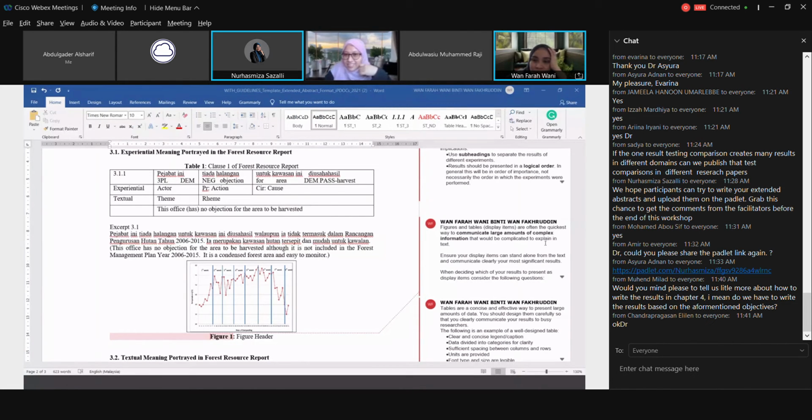We had also one participant who wrote her thesis in Malay language, and now she's translating it to English. So I can relate.